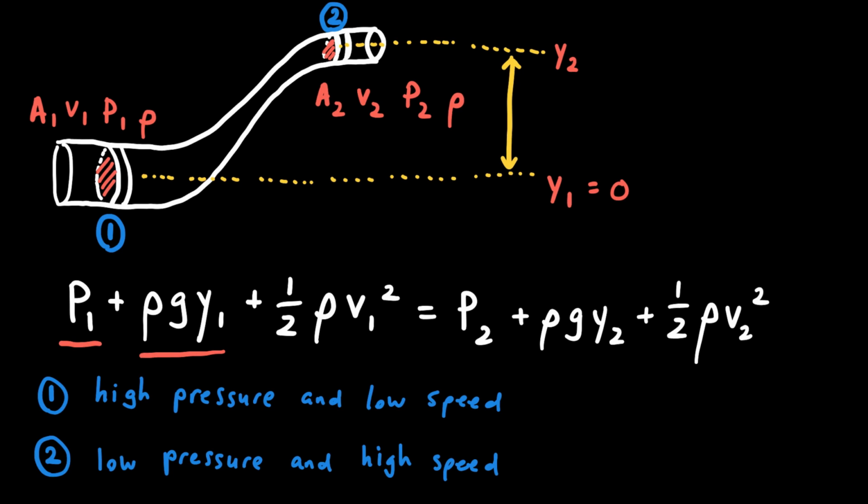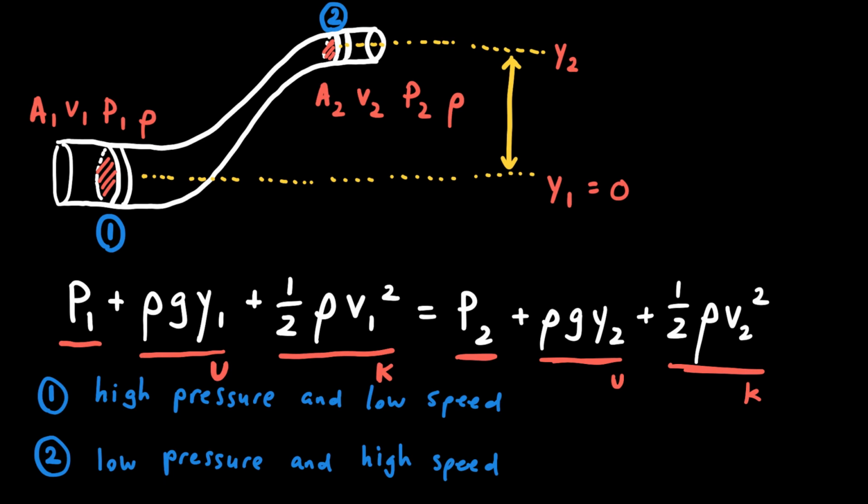And then the last term for the first location is 1/2 times the density times the speed at that location squared. And you might remember that this first term represents the pressure, but the second term is very similar to potential energy, and this third term is very similar to the kinetic energy. And similarly, there is a pressure term, a potential energy term, and a kinetic energy term for the second location.